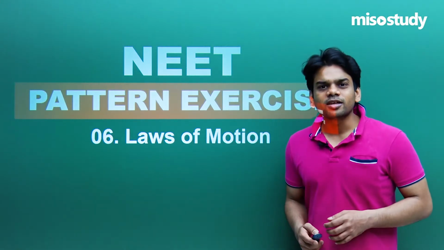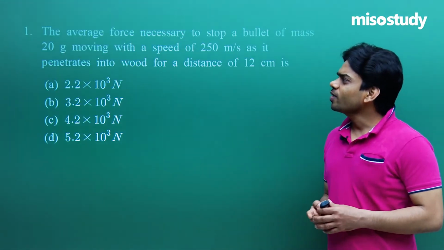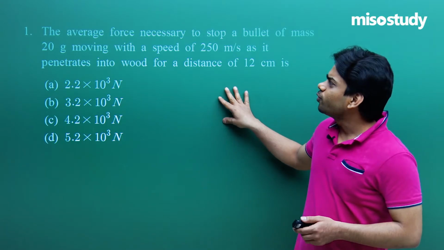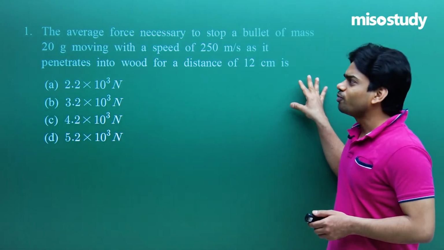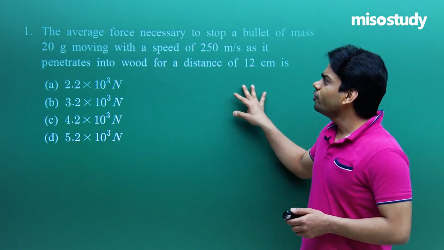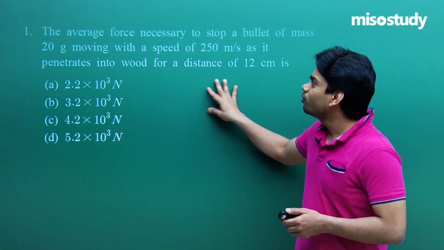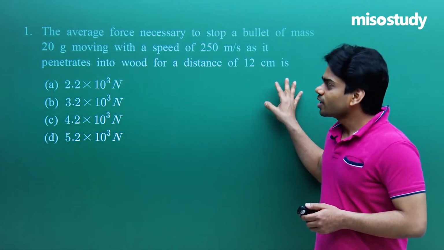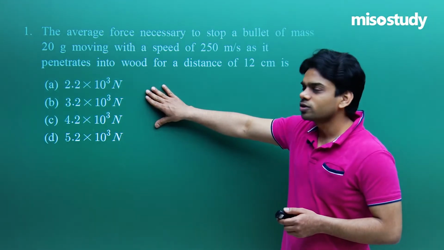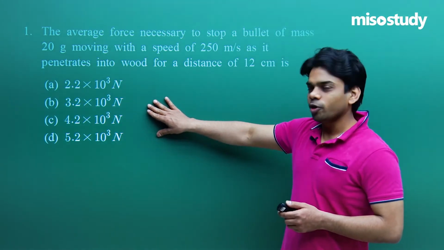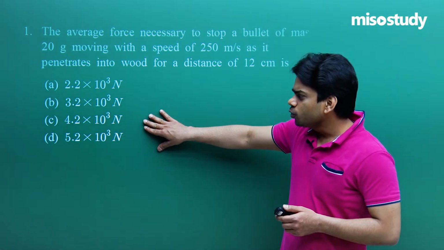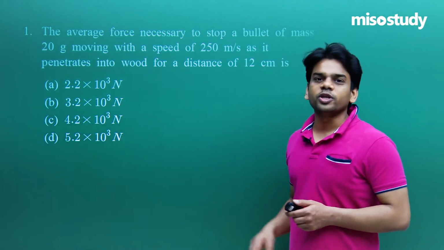Now let's take the first question of the day. The average force necessary to stop a bullet of mass 20 gram moving with a speed of 250 meter per second as it penetrates into wood for a distance of 12 centimeter is: A, 2.2 into 10 to the power 3 Newton; B, 3.2 into 10 to the power 3 Newton; C, 4.2 into 10 to the power 3 Newton; and D, 5.2 into 10 to the power 3 Newton.